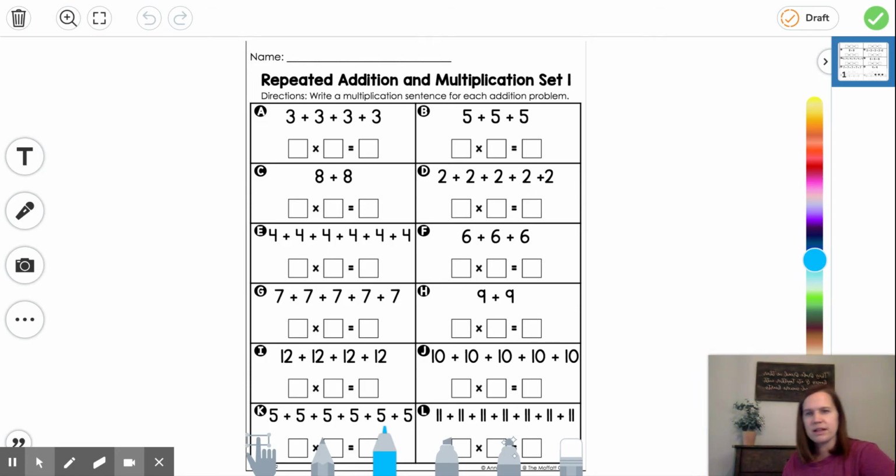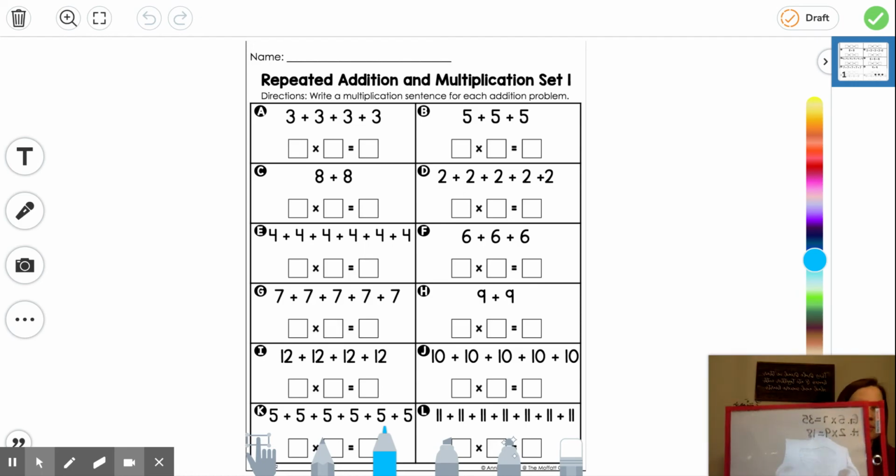All right. H. Ooh. I have 2 groups of 9, and I know my doubles facts. 9 plus 9 is 18. So 2 times 9 equals 18.